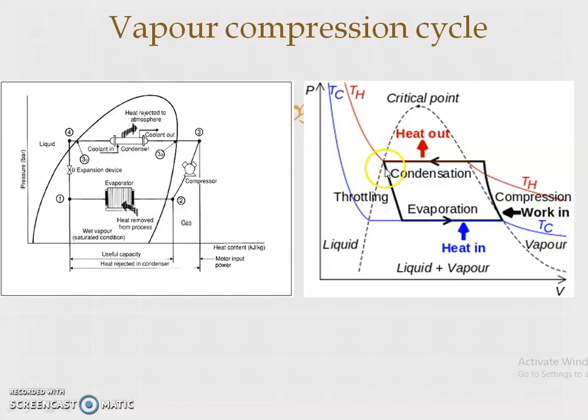From the throttling condition, this line is marked for the hot temperature and this line for the cold temperature. As I told you, the left-hand side is the liquid region and the right-hand side is the vapor region. From the evaporation condition, liquid plus vapor is formed in the vapor compression cycle.